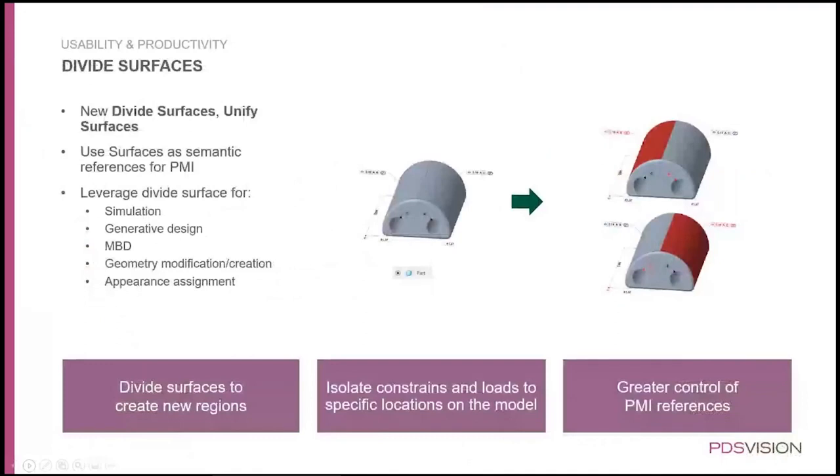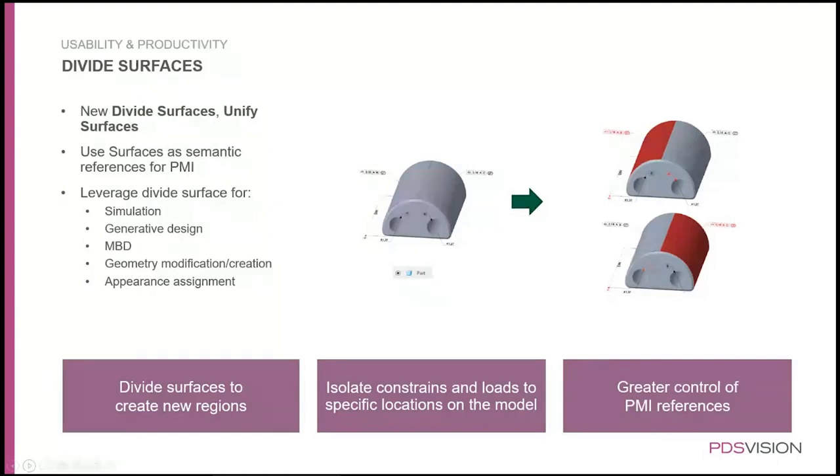First fun thing is that Creo Parametric has basically 2 new features. They're called divide surfaces and unify surfaces. What it enables us is to split the current CAD geometry surfaces so that you get separate regions in there. Previously, we had this kind of functionality in Creo Simulate where you can make surface regions, but that functionality hasn't been exposed to the Creo Parametric side. Now we can. So we can split surfaces so that we can reuse them in simulation, regenerative design, model-based definition, also for geometry creation and appearance.